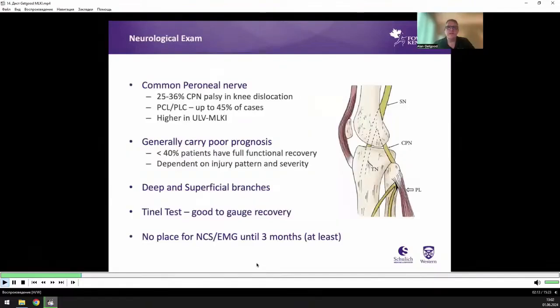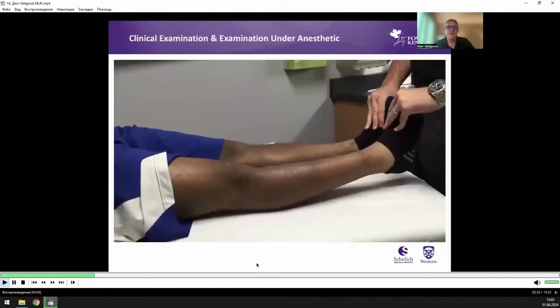In terms of the neurological exam, it's very important that we assess the common peroneal nerve. Certainly, it's very common to have these injuries, particularly in the overweight, so the morbidly obese patient with the ultra-low velocity multi-ligament knee injury. It can occur in up to about 45% of cases when associated with a PCL posterolateral corner injury. And we really should be looking at both the deep and superficial branches.